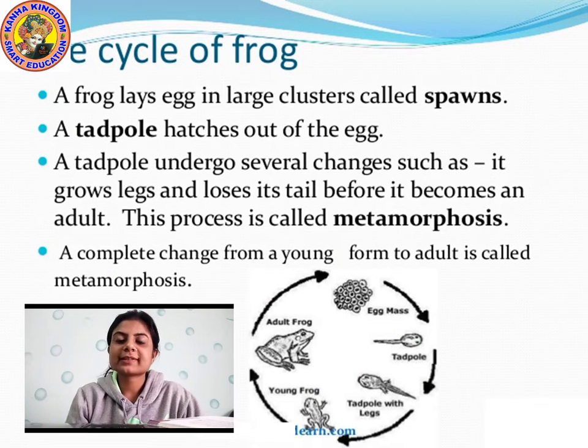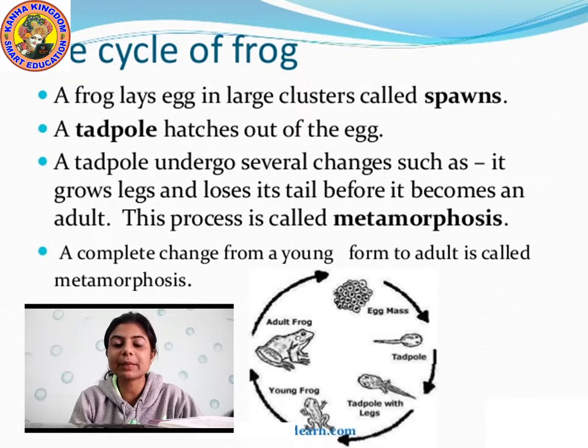So now students, let us study about the life cycle of frog. How do these frogs lay eggs and how are the babies formed inside the egg? The babies of the frog are called tadpoles. T-A-D-P-O-L-E, tadpole. The baby of a frog is called a tadpole.